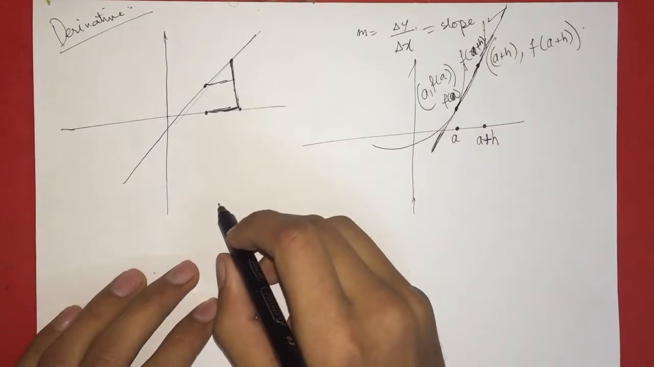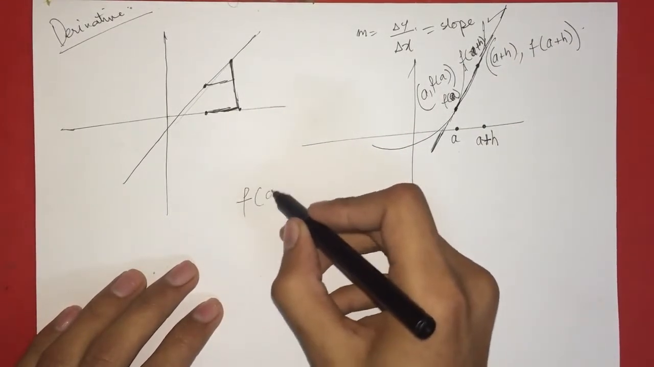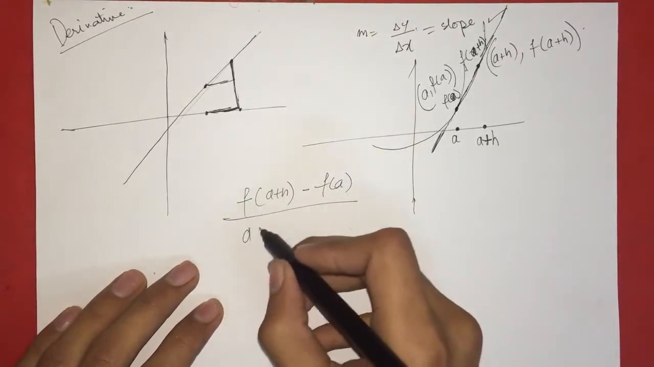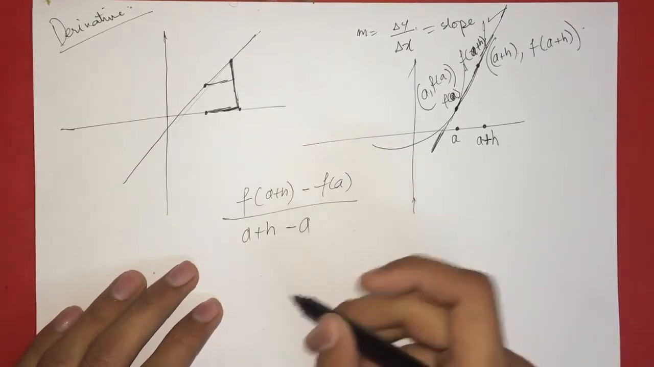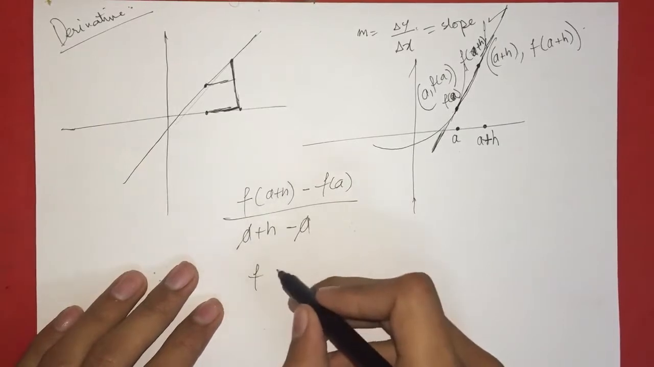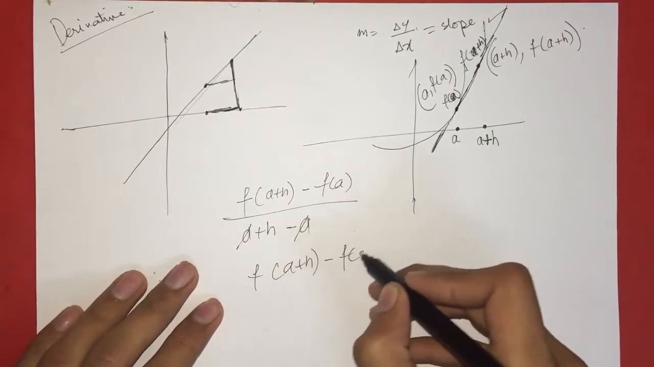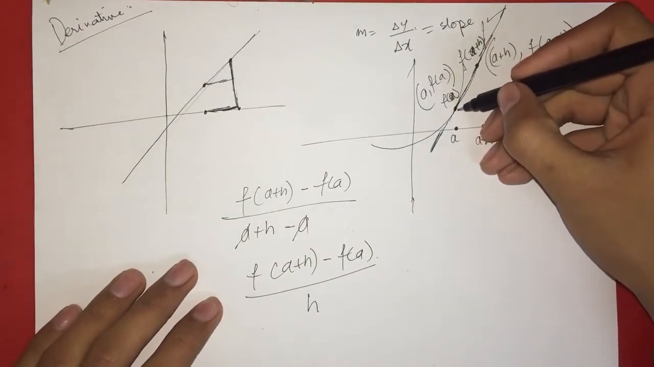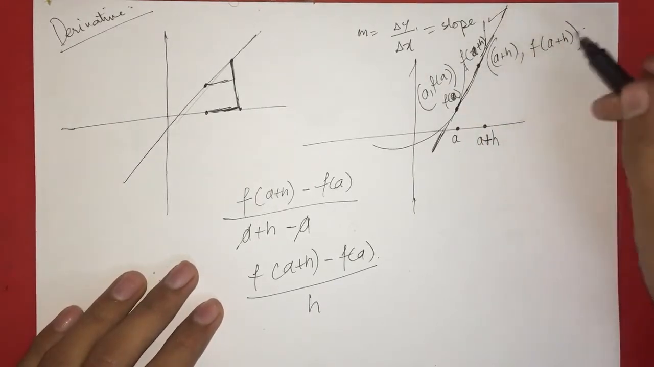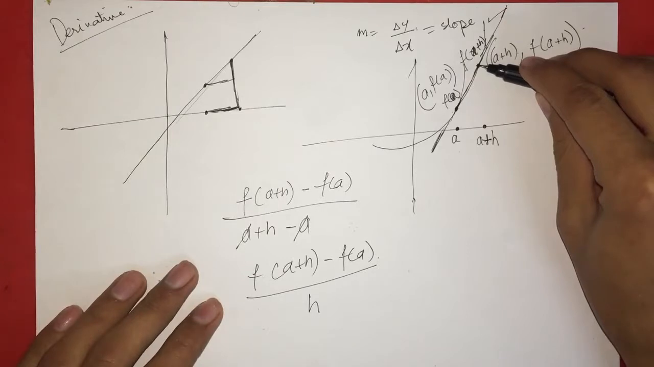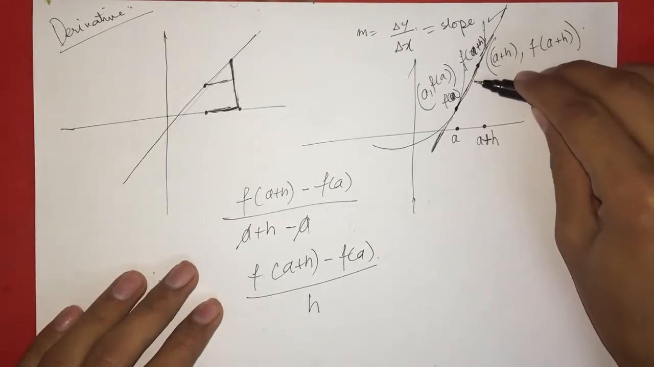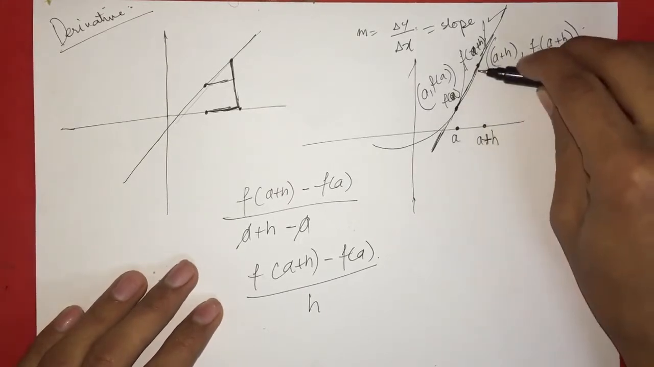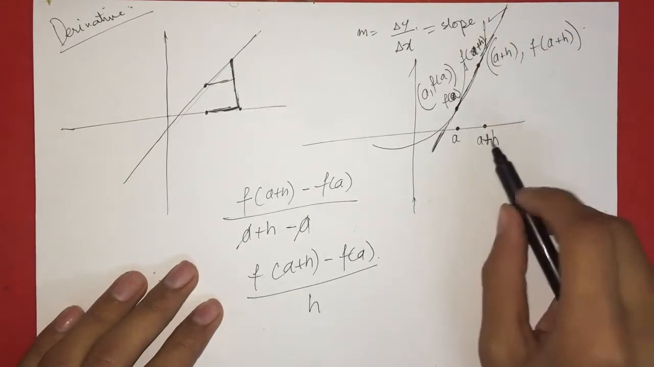If you want to find the slope, what you're going to do is f of a plus h minus f of a, divided by a plus h minus a. So these two will cancel out, and you're going to get f of a plus h minus f of a, divided by h. Now we want to find the slope at this exact point. So what we assume is, what if this point comes nearer and nearer, and eventually overlaps this point.